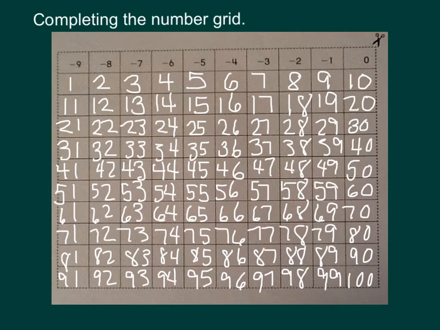Okay, boys and girls, so now I've completed the whole number grid from -9, which they already did, to 100. Take a moment now to take a look and see if you see any patterns or anything that might make it easier to fill out a number grid. Turn and talk right now with your partner about anything you noticed.